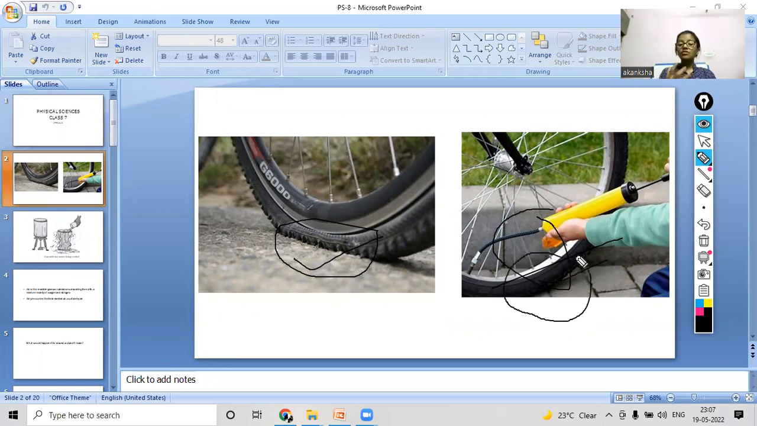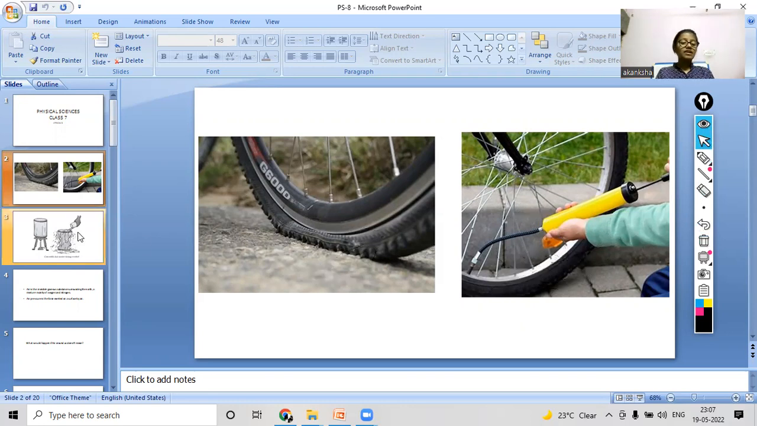So from these pictures we can say that air can change the shape of certain things, right? Because it is applying some pressure on the tire, that's why its shape changes. So we can say that air has some pressure in it. We will see some more examples as we move on ahead.